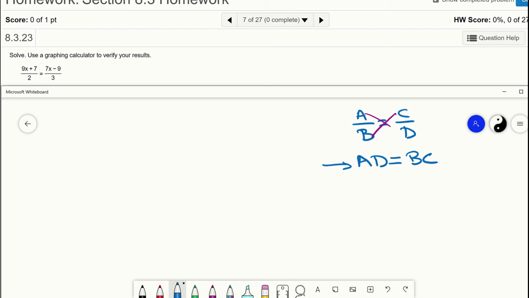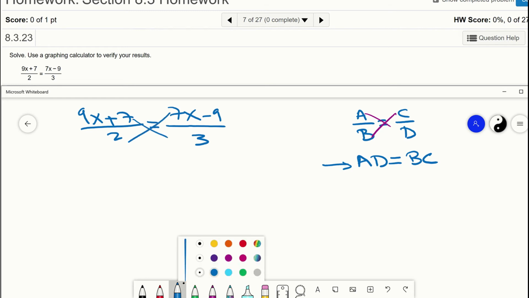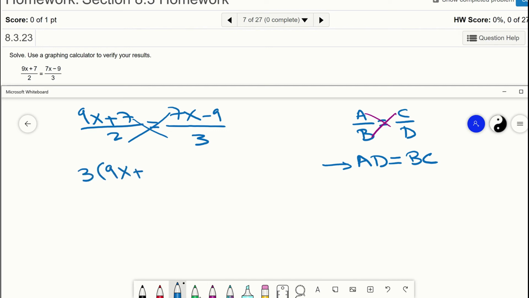Now, when we have 9x plus 7 over 2 equals 7x minus 9 over 3, we are exactly in this form. One fraction, look at the number of fraction lines, basically, only one, right? So one fraction equals one fraction. So we can use this. So now we're going to cross multiply like that. And we're going to get 3 times 9x plus 7 equals 2 times 7x minus 9.